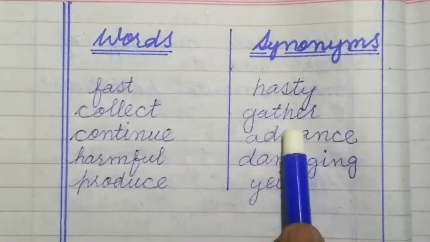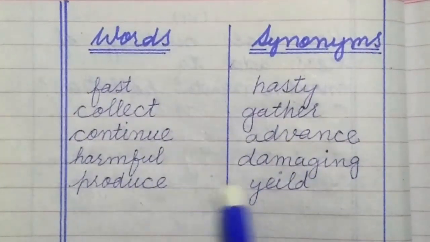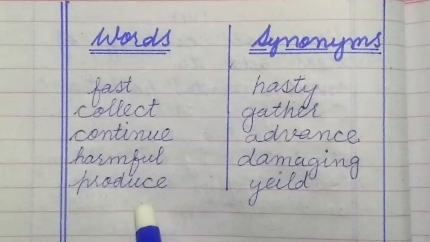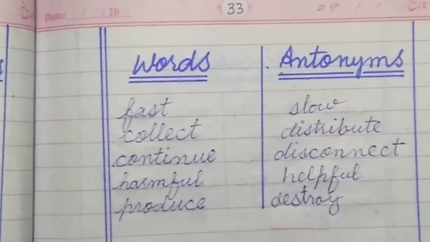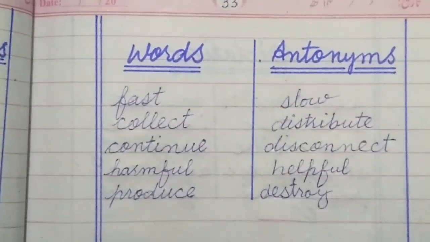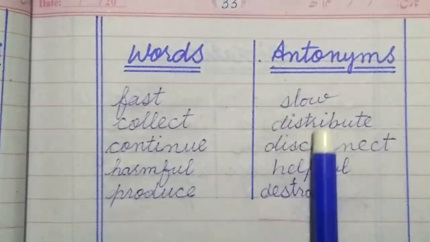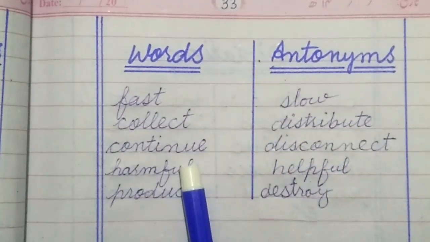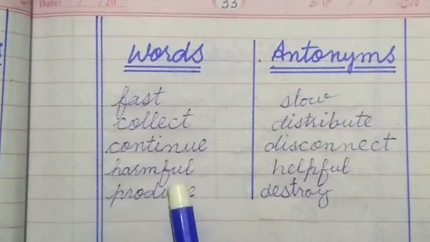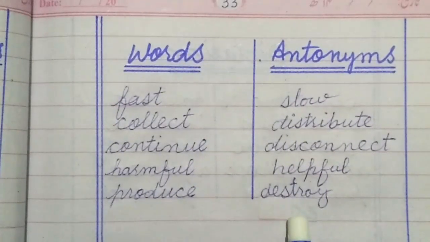Collect, gather; continue, advance; harmful, damaging; produce, yield. And the antonyms: the word is fast, antonym of fast is slow; collect, distribute; continue, disconnect; harmful, helpful; produce, destroy.